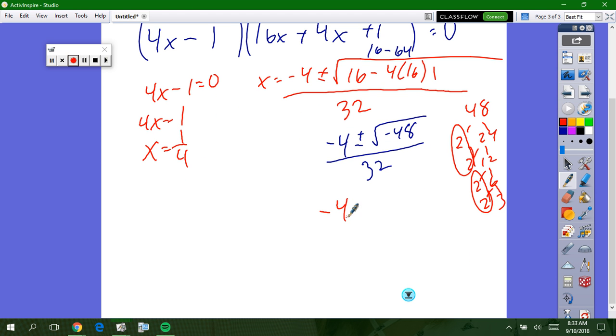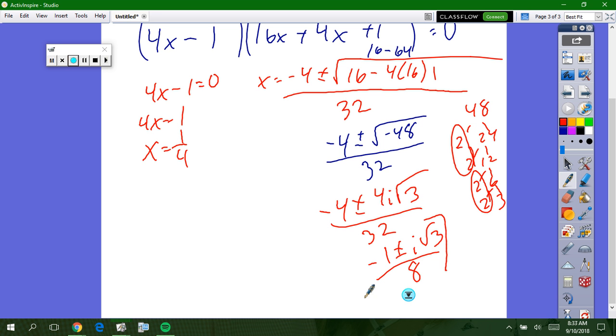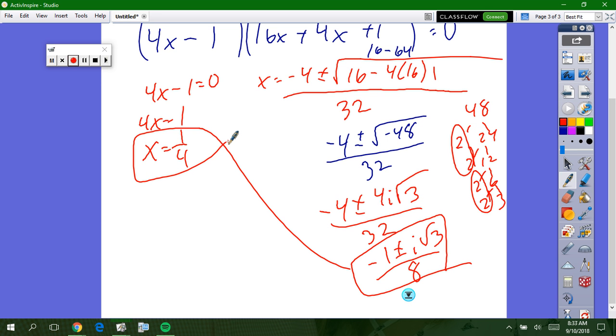I have negative 4 plus or minus. My buddies are 2 times 2. So 4i, what's left over? Square root of 3, all over 32. What do they all have in common? 4, right? They have some higher to 2. They do have a 2, but then you'd have to do it one more time. They do have a 4, so it'd be negative 1 plus or minus i root 3 over 8. There's 1. There's 2, excuse me, and there's your 3. Okay? Any questions there?